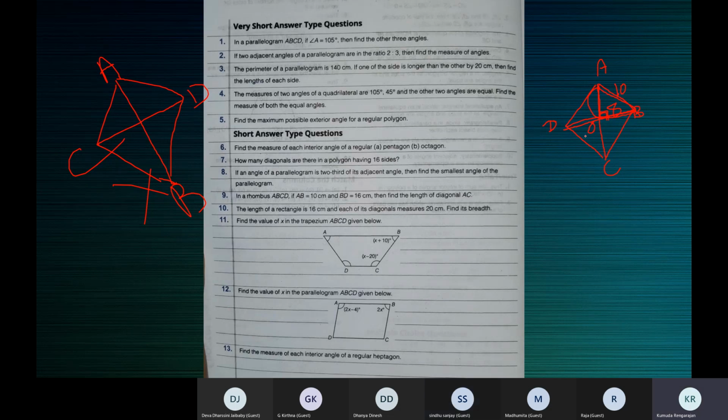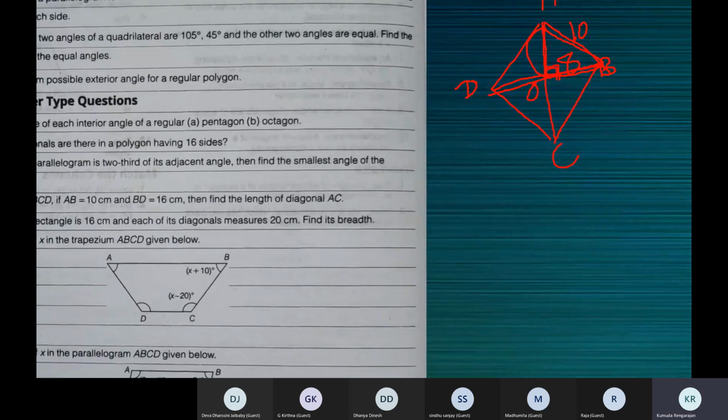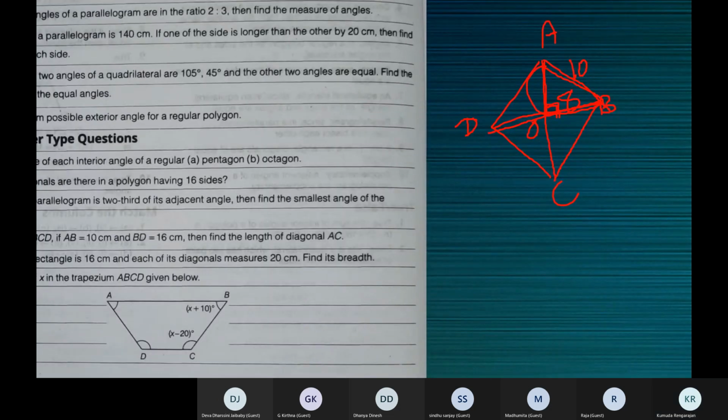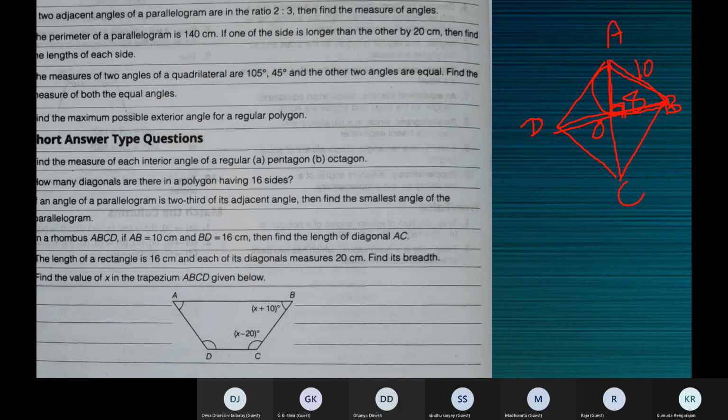Yes, ma'am. Then how do you find AC? Ma'am, first we have to find AO, and multiply it by 2, ma'am. Correct. Do it, all of you. This question we are doing now: in a rhombus ABCD, AB is 10, BD is 16, find the length of the diagonal AC.